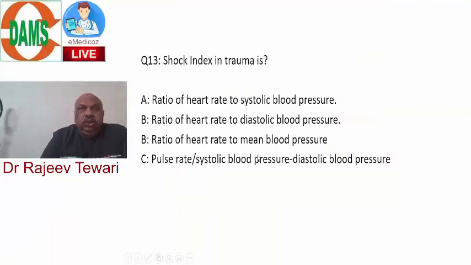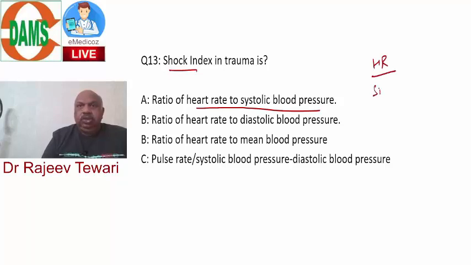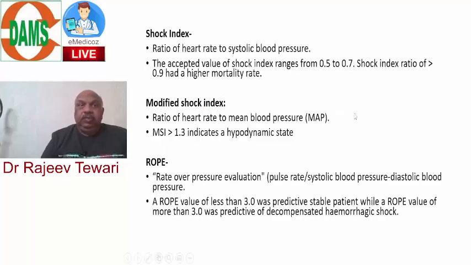Shock index in trauma: there are three indices you need to know: shock index, modified shock index, and ROPE, rate over pressure evaluation. Shock index is heart rate to systolic blood pressure. Modified is heart rate to mean arterial pressure. So shock index is heart rate to systolic blood pressure, and above 0.9 is associated with high mortality.